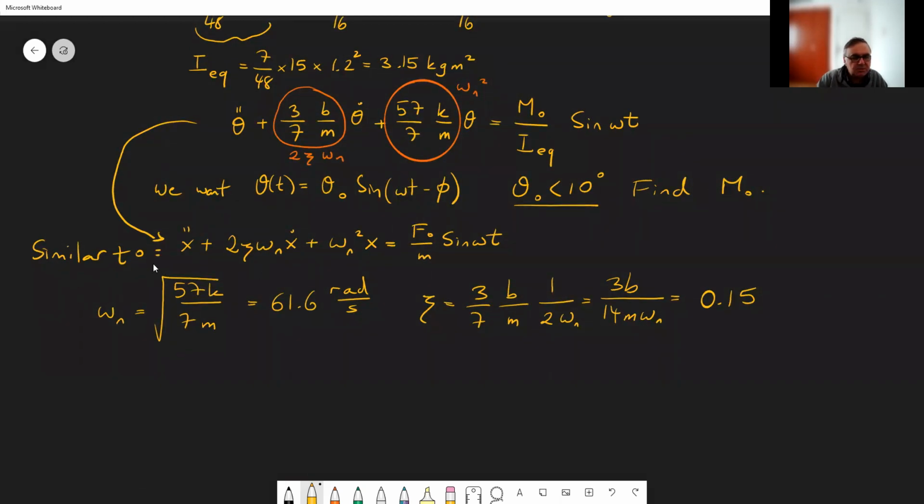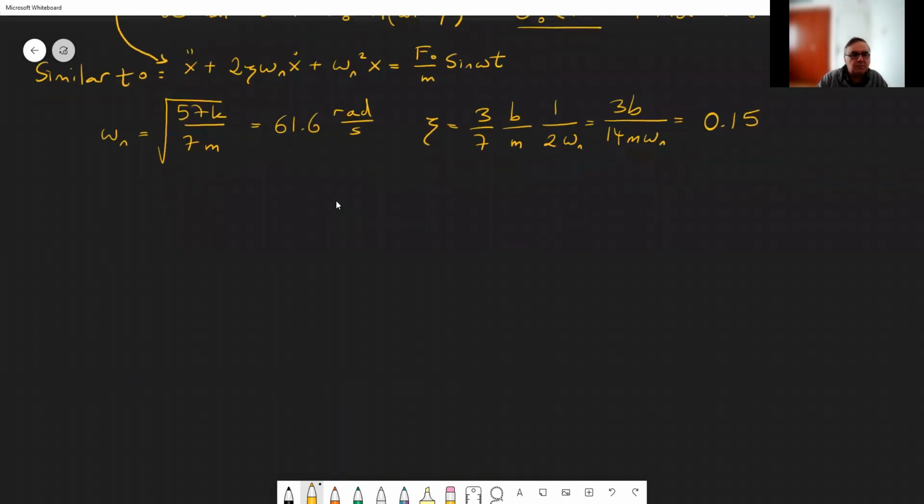So this is similar to the following structure. Therefore, the omega n squared and 2 zeta omega n are as shown, and we can find omega n. K and M and B are given, so omega n and zeta are found. Okay.